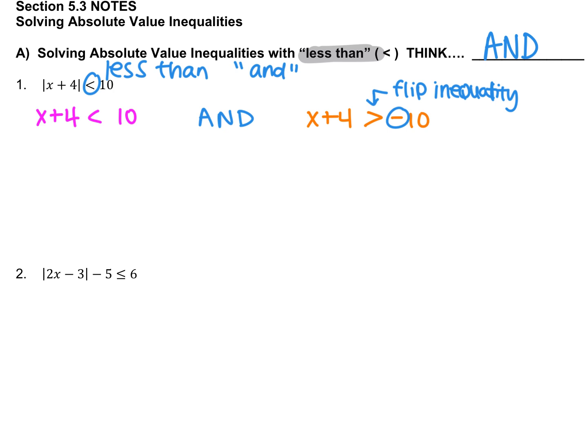So now 2 rules, okay? Instead of just one positive, one negative, and flip. Okay, so now that we have our setup, from here, we just solve. So I'm going to solve this one on the left. I'm going to subtract 4, so x is less than 6. And then subtract 4. Now I'm subtracting from negative 10. So this is going to be x is greater than what? Negative 14.